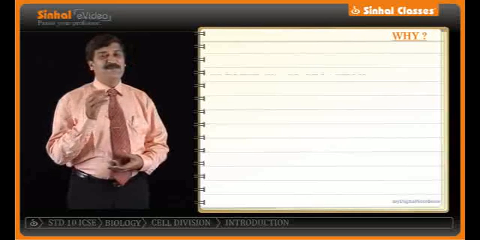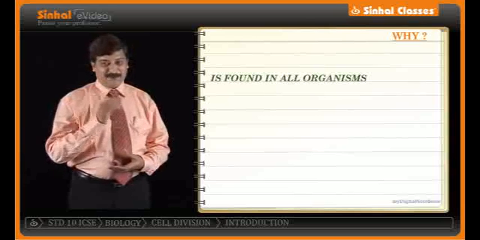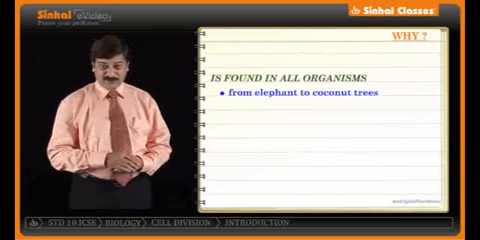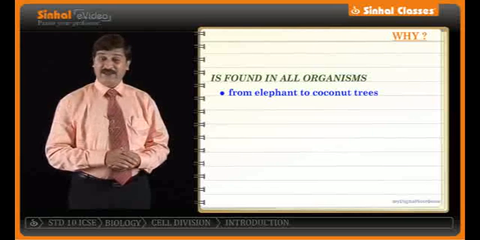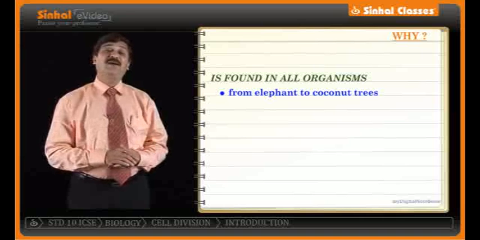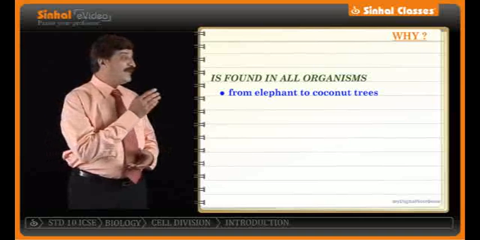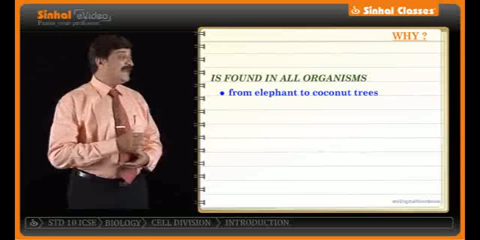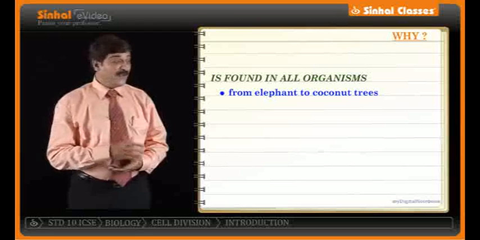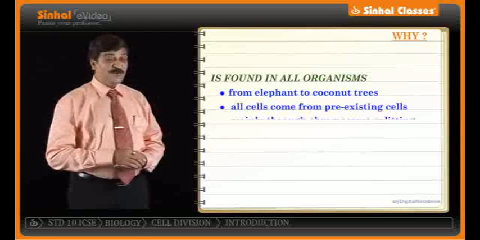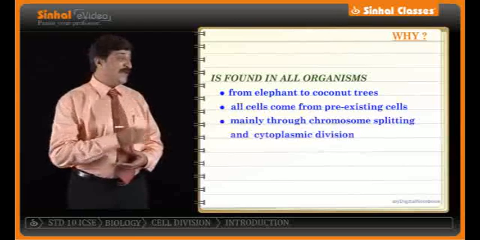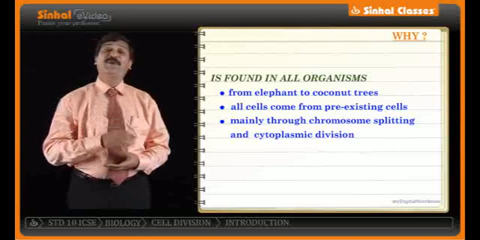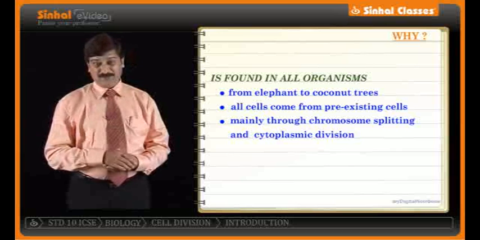When we talk about a simplest organism, say like amoeba, or even highly complex ones such as humans, or even the giant ones like elephant, or a very tall tree like a coconut tree, in all these cases, the details of cell division are slightly difficult to understand. The key points are the chromosome behavior, especially their splitting into two and then their separation followed by cytoplasmic division.